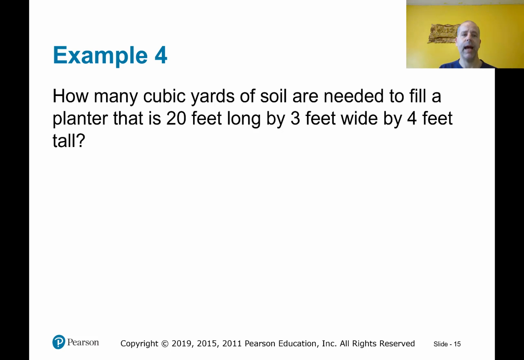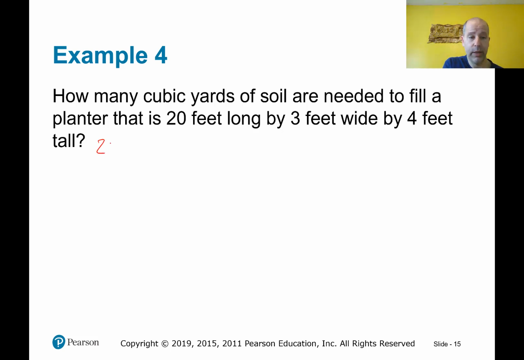All right, so it says, how many cubic yards of soil are needed to fill a planter that is 20 feet long, 3 feet wide, and 4 feet tall? Okay, well, a couple of things here. We want to know cubic yards, right? So that's the goal. We need cubic yards, but they give us the dimensions of the planter in feet. And we're talking about volume here. So what do we need to do? Well, we need to first find the volume that they have in feet. That's the way I would do it.